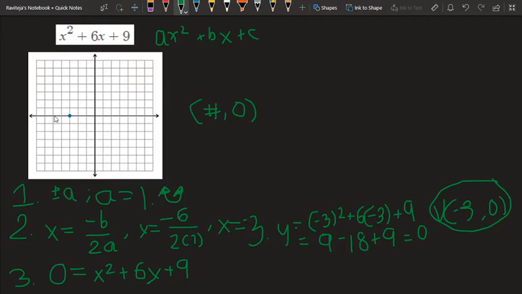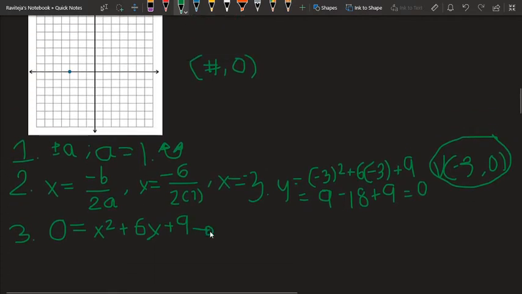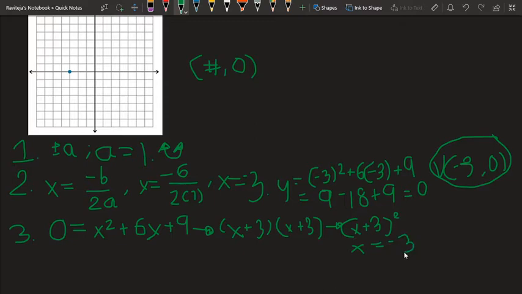Well, if we look at our example, x squared plus 6x plus 9, we see that it is factorable. So we can factor this into x plus 3 times x plus 3, and we can even make that into x plus 3 squared. And there's no other term. The only term here is x plus 3 squared, so there's only one x value, and that x value is x equals negative 3. So since our y value will always be 0, our x-intercept for this problem is negative 3, comma 0.